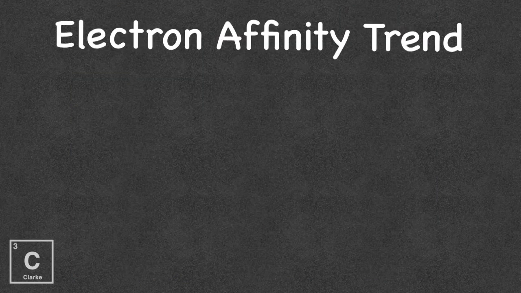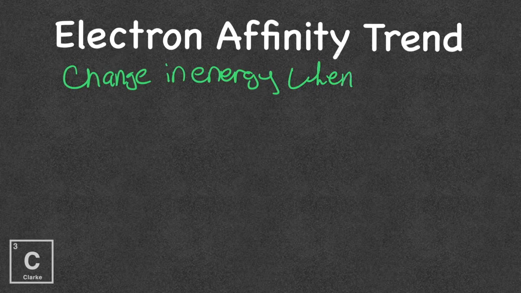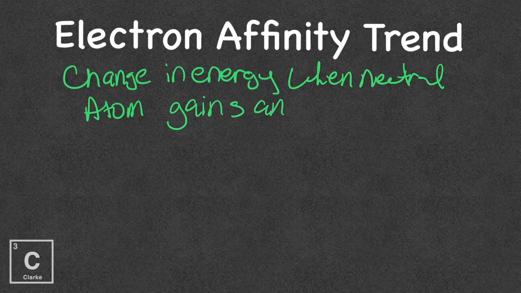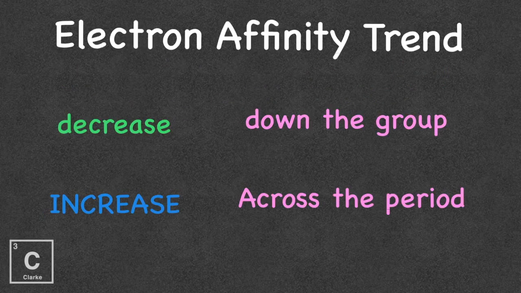Okay, so let's write that down. Electron affinity, this is the energy change. I'm just going to write change in energy when a neutral atom gains an electron. And if we look at this general trend, we will see that the electron affinity decreases down the group and increases across the period. This is the exact same trend as ionization energy. Now, ionization energy and electron affinity aren't the same thing. Remember, ionization energy is the energy required to remove an electron, and electron affinity is the energy change when an electron is added. But let's think about that a little bit more.